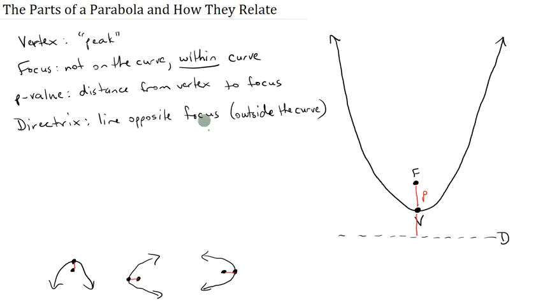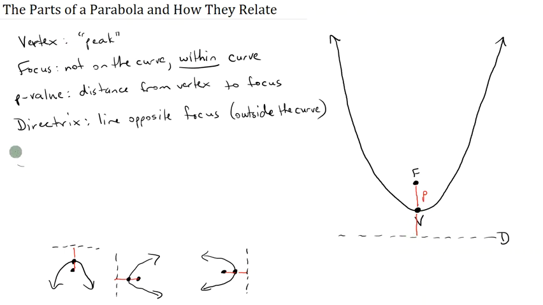Over here, let's measure our p-value opposite the focus. So that'd be here, here, here. So the directrix for this one is a vertical line. It's a vertical line for this one as well, and it's a horizontal line for this one. Okay, so the directrix is exactly opposite your focus.